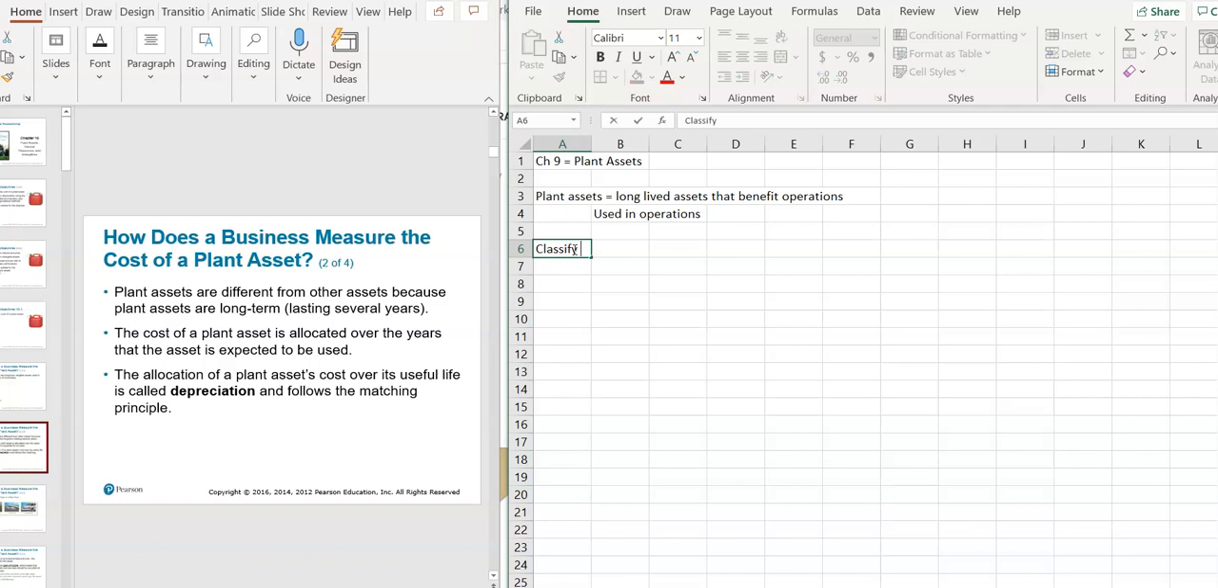We classify the cost of a plant asset as an asset. All right, and then we depreciate over its life as it is used up. All right, and we do that because depreciation expense is matched to the revenues that it helps to generate.